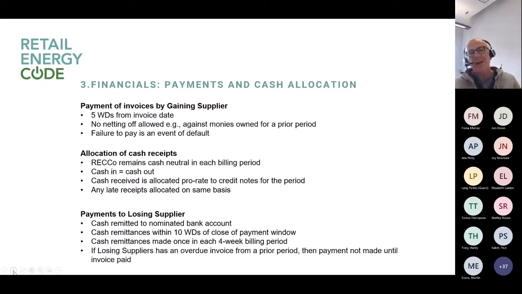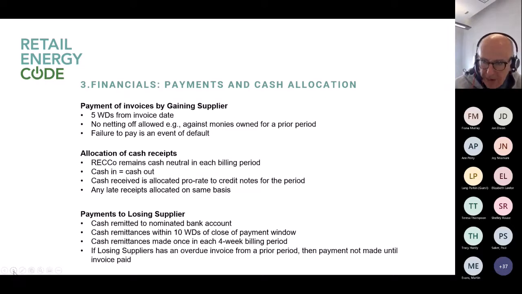Excellent. So the next section deals with what happens when somebody receives an invoice and what happens when they make a payment of that invoice to RECO. So the gaining supplier will receive their invoice. The invoice will be quite detailed. What it will identify on the face of the invoice is each week within the period. So it'll go week 1, week 2, week 3, week 4.